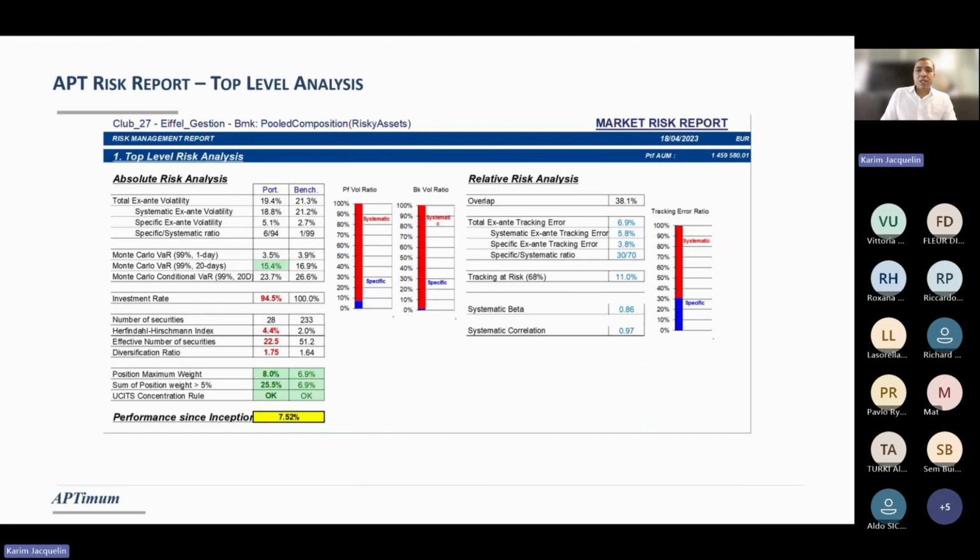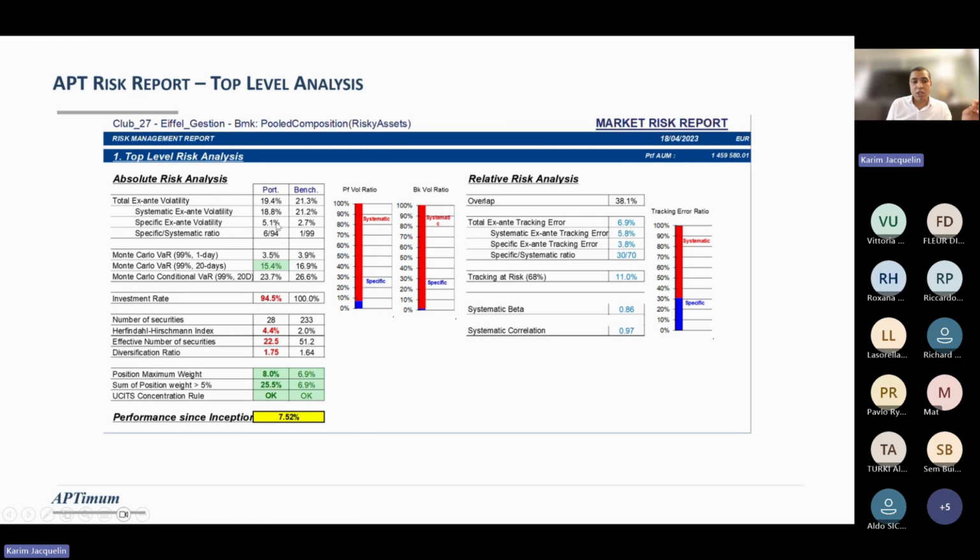So let me go through the different sections of this report. So the first section is a top-level risk analysis. So the volatility, the ex-ante annualized volatility for this portfolio is 19.4%. So you can see that it's slightly lower than the benchmark volatility, which is 21.3%. This ex-ante volatility is based on the composition as of today and based on APT risk profiles, which allows us to decompose your risk into systematic risk and specific risk.